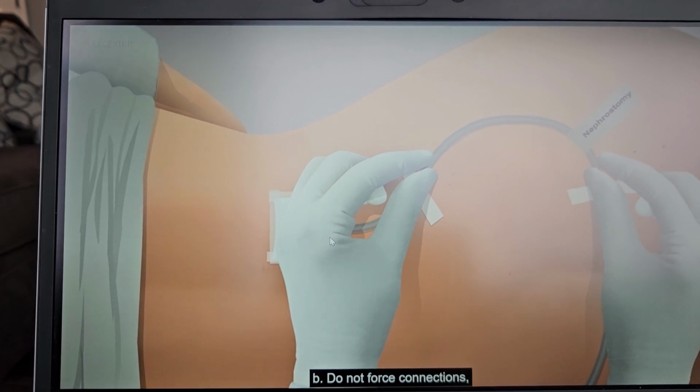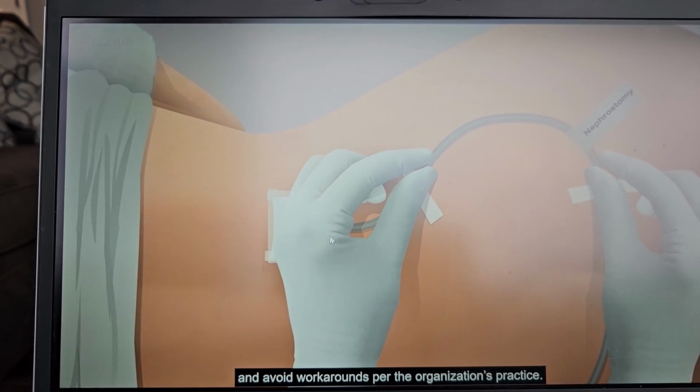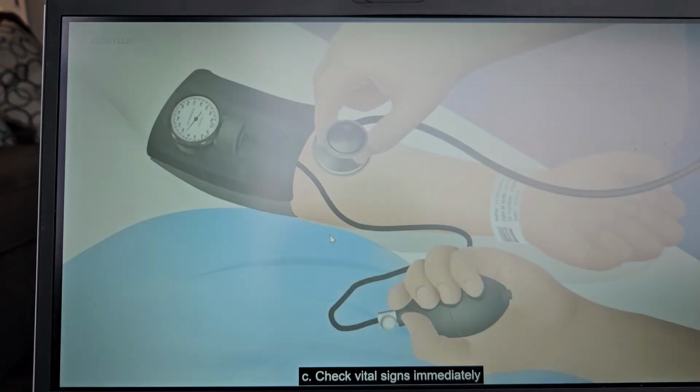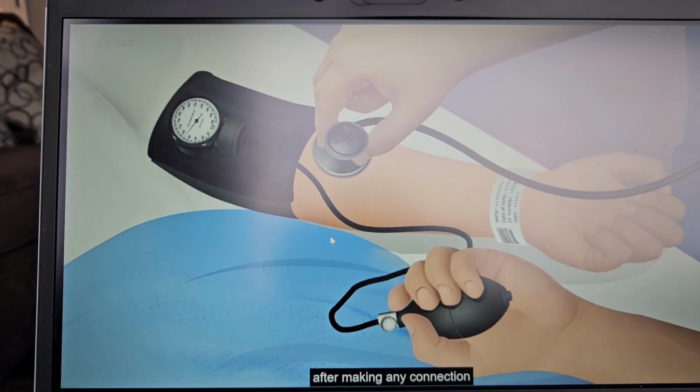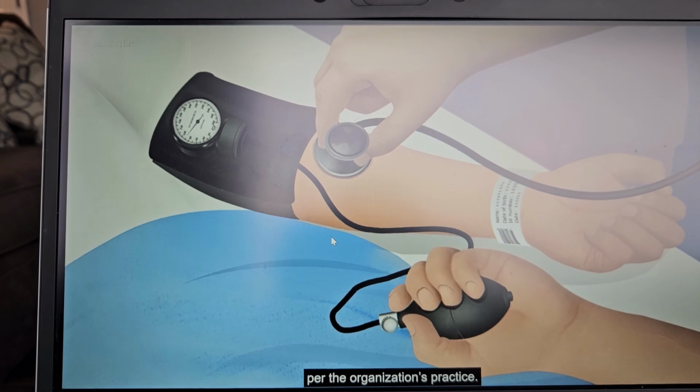Do not force connections and avoid workarounds per the organization's practice. Check vital signs immediately after making any connection per the organization's practice.